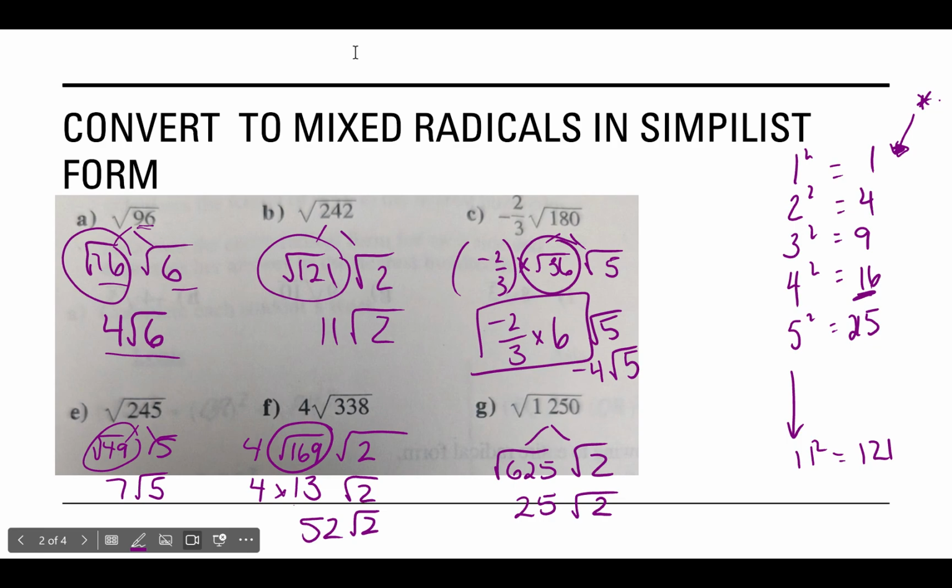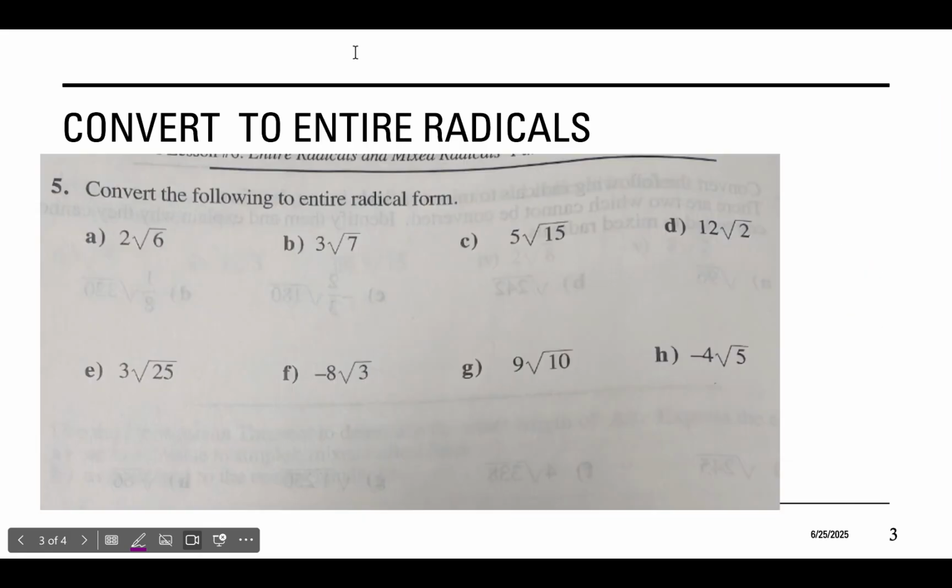So that's going from entire to mixed. The next part is going from a mixed to entire, which I think is often easier. So to put something back under the root sign, you have to square it and multiply by what's there. So this would be 2 squared times 6, which would give us the root of 24.